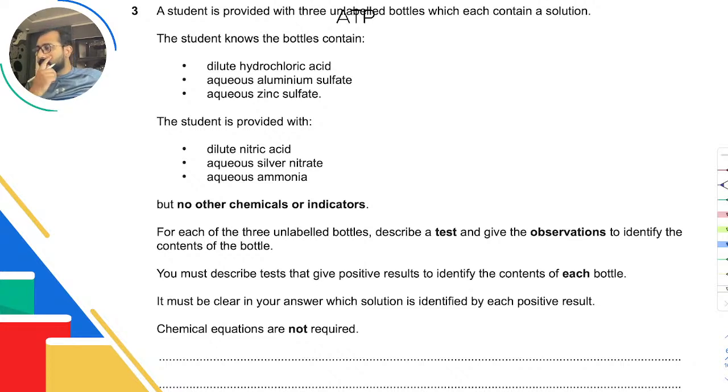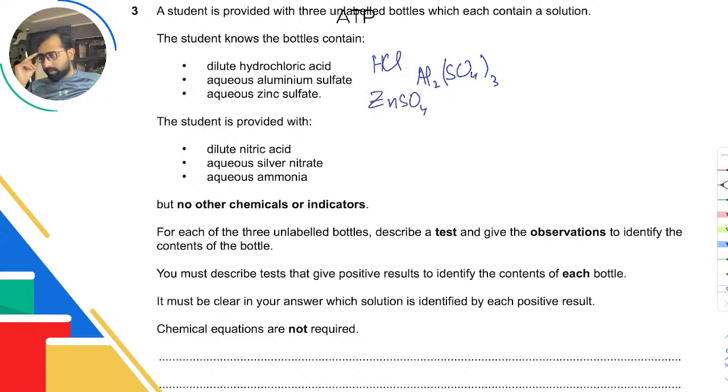The student knows the bottles contain HCl, aluminum sulfate, zinc sulfate. So we know that we have a chloride, HCl, we have aluminum sulfate, so there is an aluminum ion and a sulfate ion, and we know zinc sulfate is there, so there is a zinc ion too. The student is provided with nitric acid, silver nitrate, ammonia.